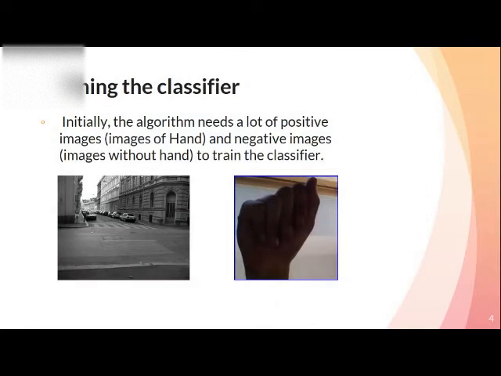In order to train, we need a lot of positive and negative images. The positive images are the images that contain the object we need to detect. The negative images are images other than those that have the object we need to detect. That means the negative images won't contain the object that is in the positive images.